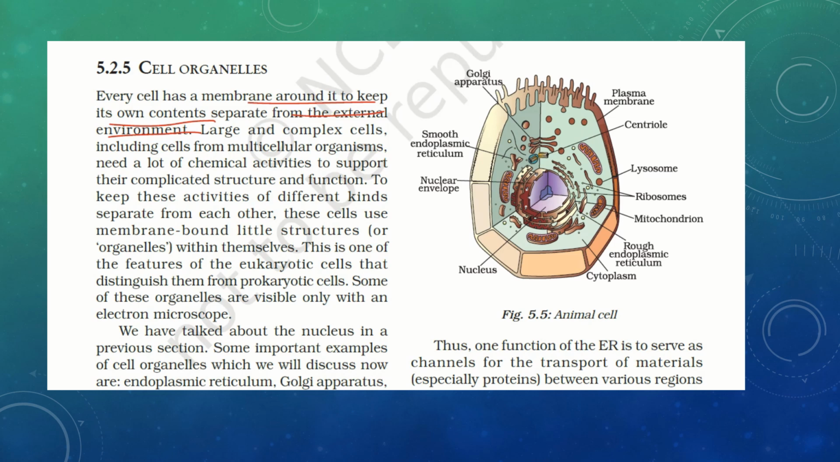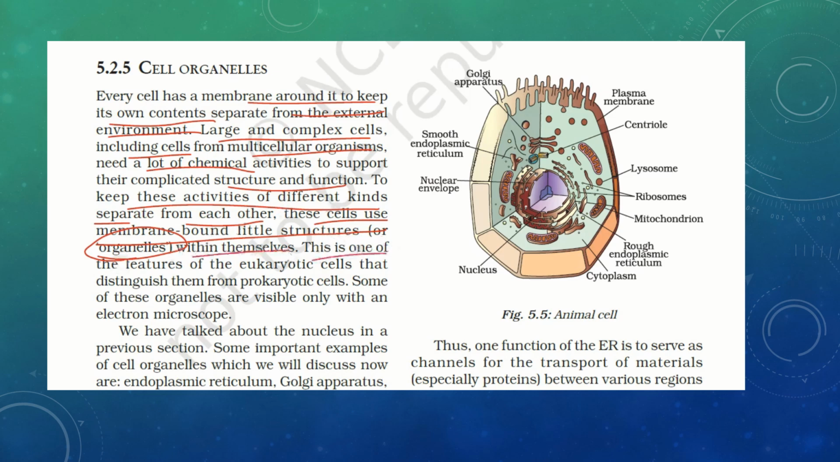the prokaryotes, right? Large and complex cells, including those from the multicellular organisms, need a lot of chemical activities to support their complicated structure and function, right? To keep these activities of different kinds separate from each other, these cells use membrane bound little structures called organelles. They all have different functions and different activities, and these activities are separate from each other. So different structural organelles are there within the cell, right?